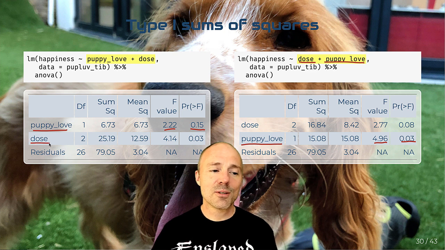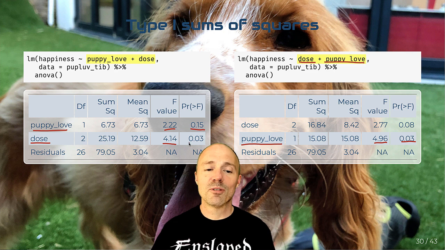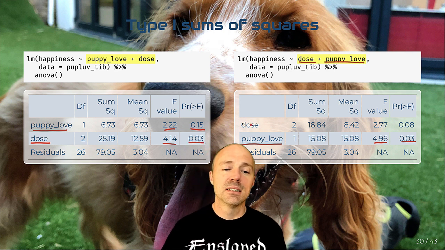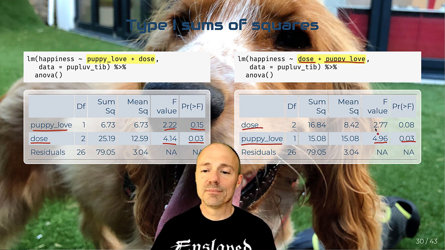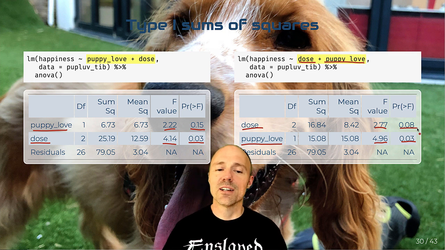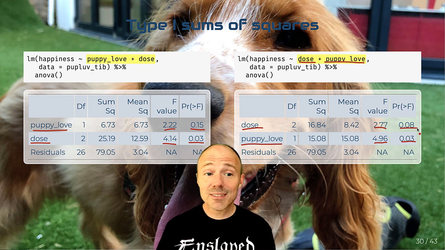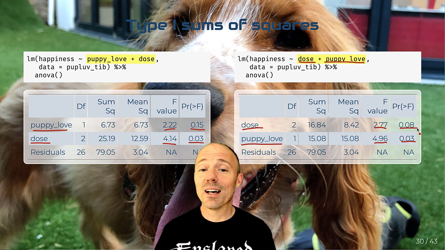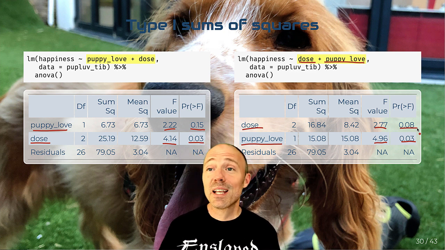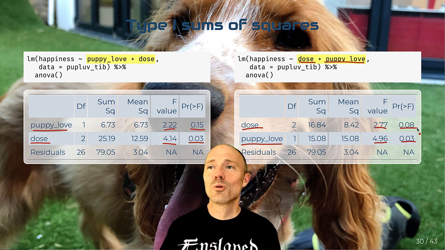What about dose? When dose is entered after puppy love, it has an F of 4.14 and it is significant. But when it's entered before puppy love, it has a smaller F of 2.77 and that is just about non-significant. So we've got a scenario where the Fs are different for both dose and puppy love. They're different in the two models and the significance values are different as well. Again, other things being equal, you probably don't want your Fs and your significance values to be dependent on which order you enter variables.